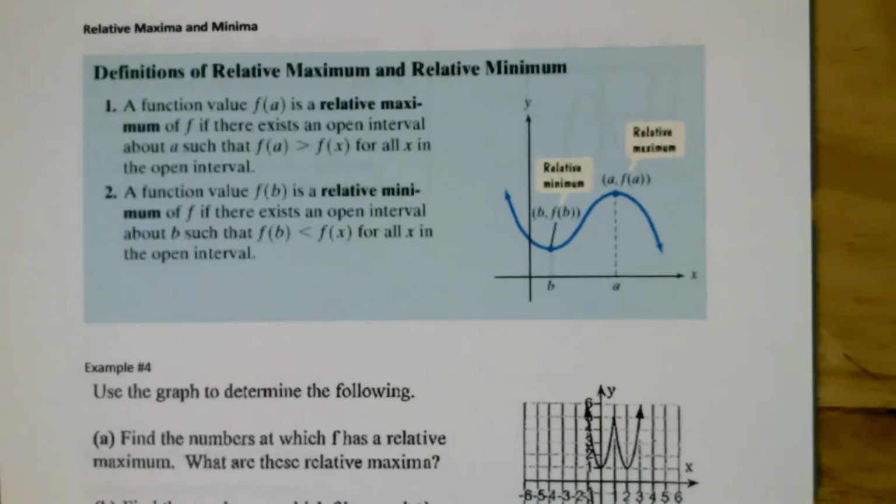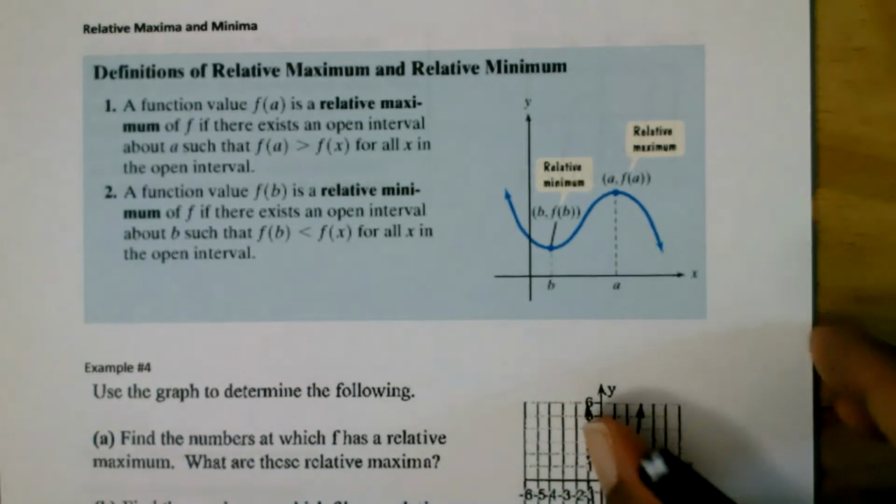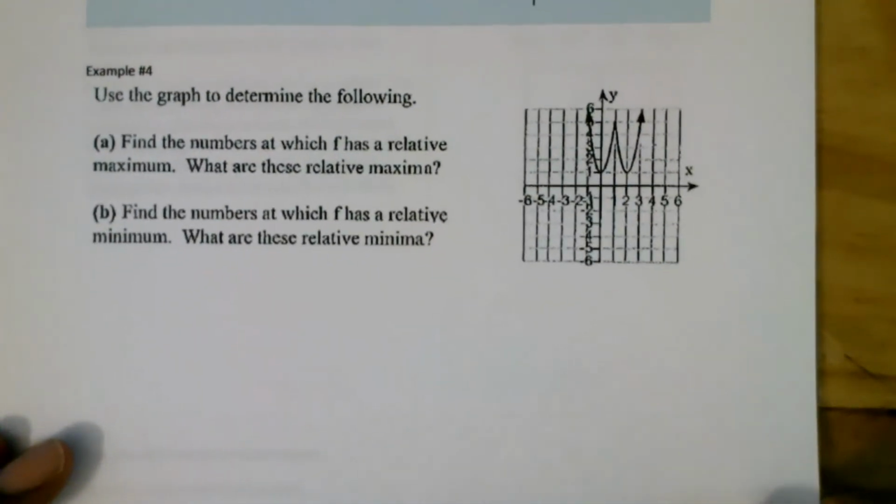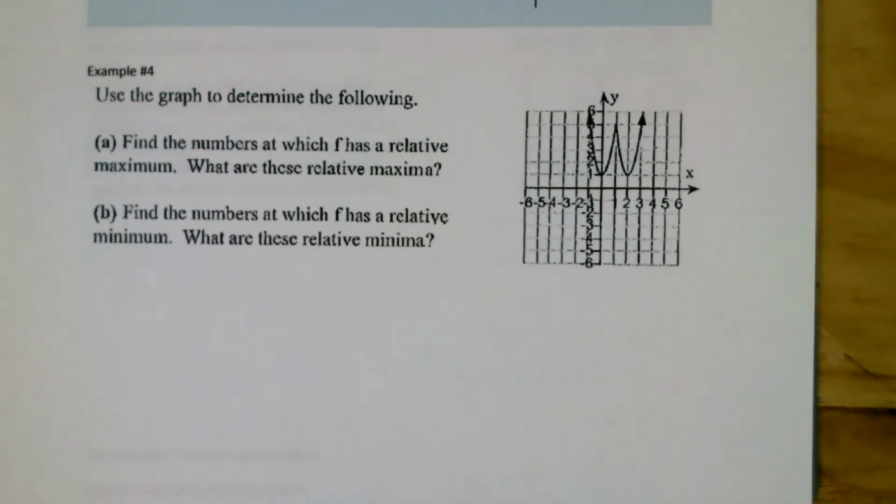Okay, so let's go back to this and we'll look at example 4 on this handout. It says here, use a graph to determine the following. In part A, you want to find the numbers at which f has a relative maximum and what are these relative maxima. Also, you want to find the numbers at which f has a relative minimum and what are these relative minima. Okay.